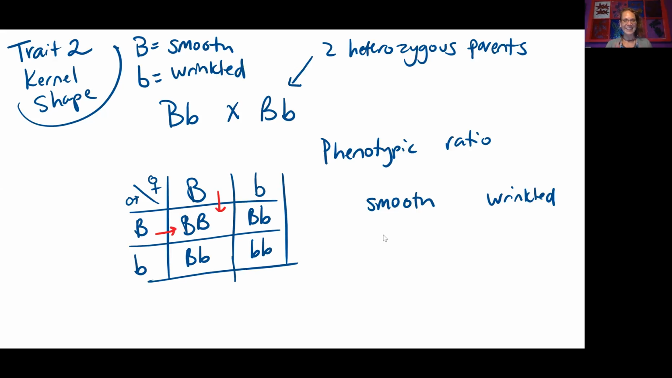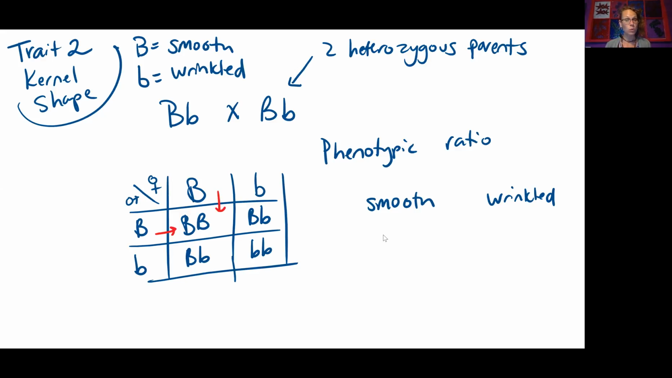How'd you do? Awesome. Okay, the next thing we're going to do is figure out our phenotypic ratio. That's all we're going to do with this particular one. Remember, phenotype is physical expression. So in this case, what shape is your corn kernel? Is it smooth or is it wrinkled? We just need to add those up. So go ahead and pause and do that.